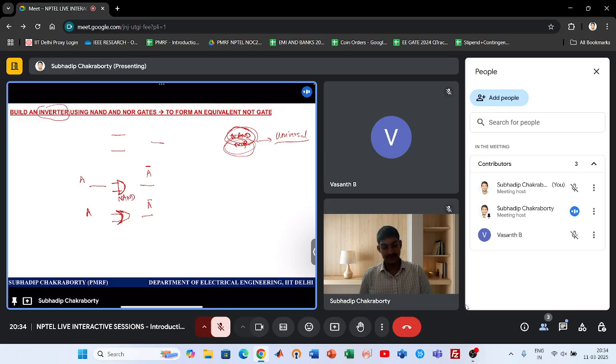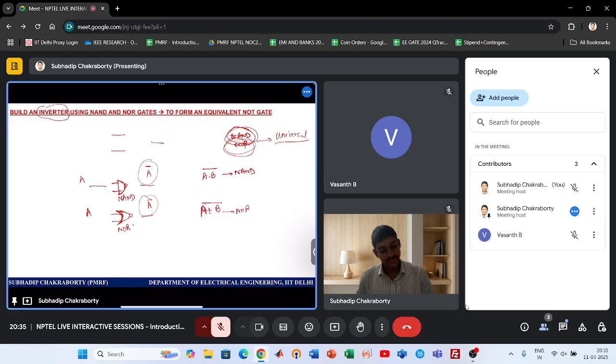NAND and NOR, I can say. How to use NAND and NOR gates to construct an inverter? It is easy, right? What is NAND? NAND is (A·B) whole bar. And what is NOR? (A + B) whole bar. This is NAND, this is NOR.